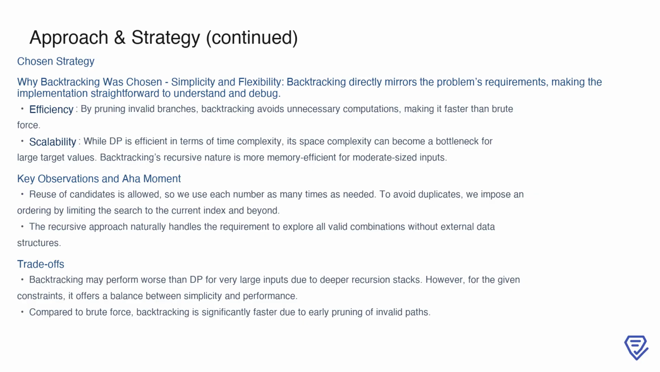A key insight in this approach is that numbers can be reused, and by enforcing an ordering rule, only considering candidates from the current index onward, we naturally avoid duplicate combinations. This recursive structure elegantly handles the problem constraints, eliminating the need for external data structures. However, it's worth noting that for extremely large inputs, backtracking might still struggle due to deep recursion stacks. Despite this, within the given constraints, it offers a well-balanced solution that prioritizes clarity without sacrificing performance.